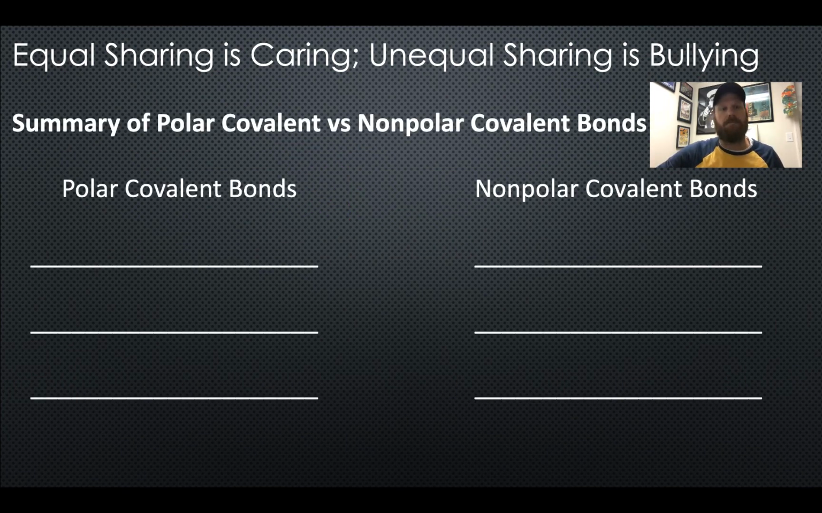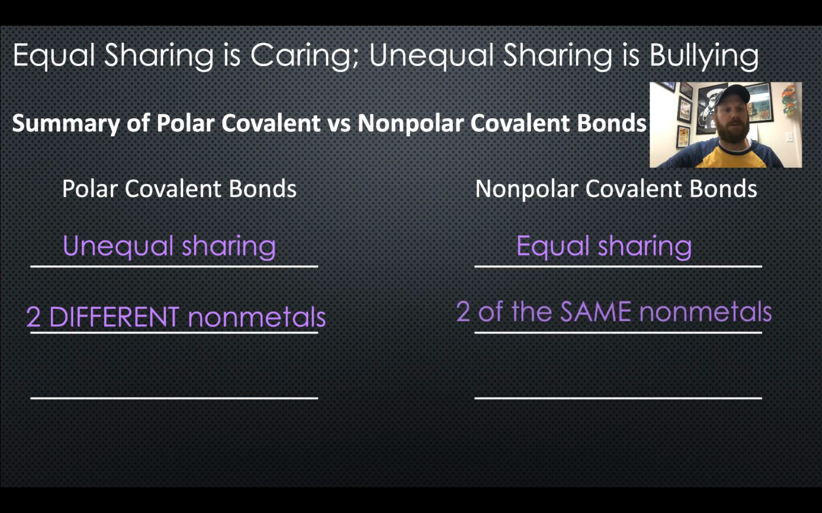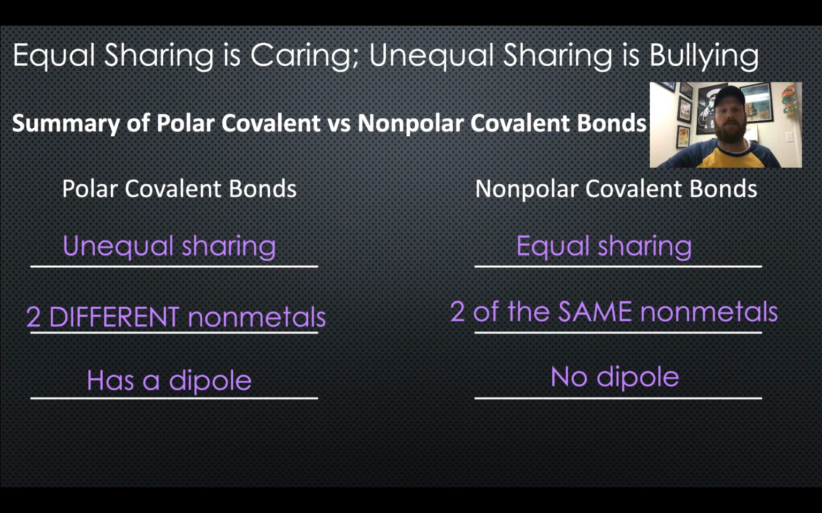All right, let's finish up with a comparison of the properties of polar and nonpolar covalent bonds. The big difference is in polar covalent bonds, electrons are shared unequally. In nonpolar covalent bonds, valence electrons are shared equally. Polar covalent bonds formed between two different nonmetals, whereas nonpolar covalent bonds formed between two of the same nonmetals. Lastly, a polar covalent bond results in the formation of a dipole, a region of partial positive and partial negative charge in a molecule. No dipole exists in a molecule with nonpolar covalent bonds.